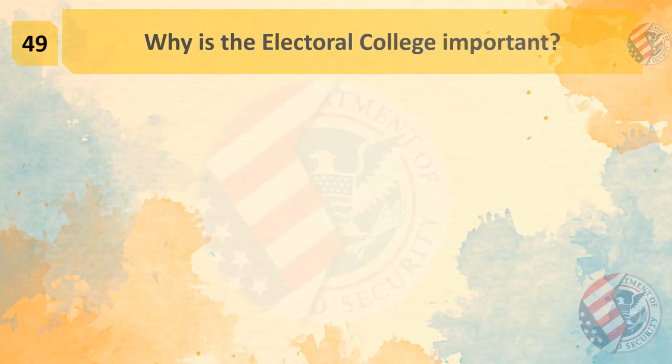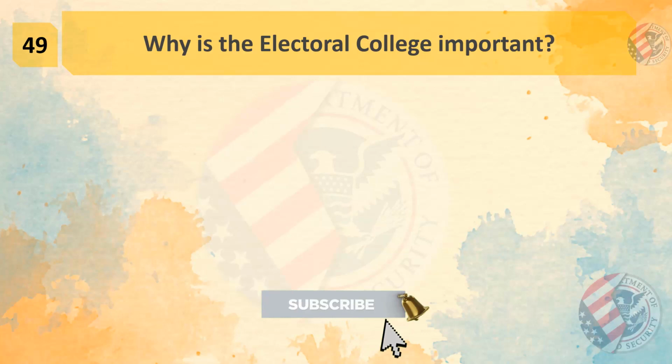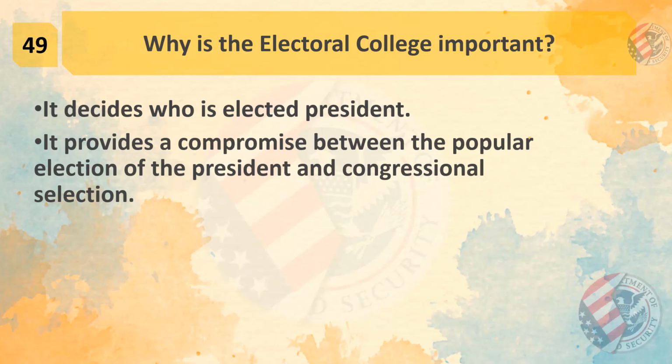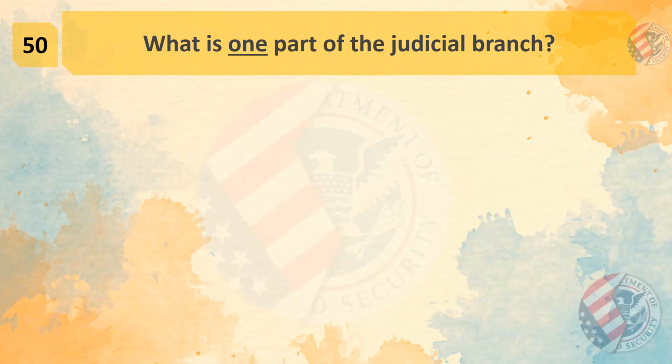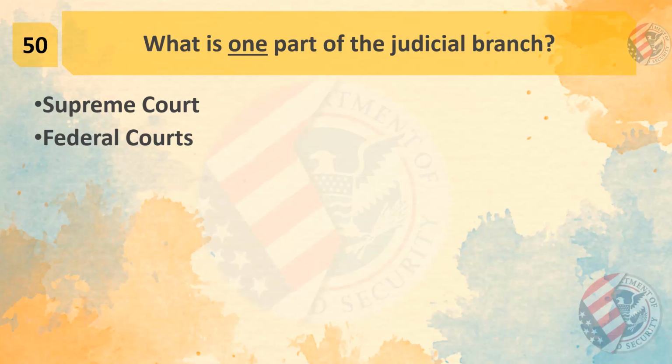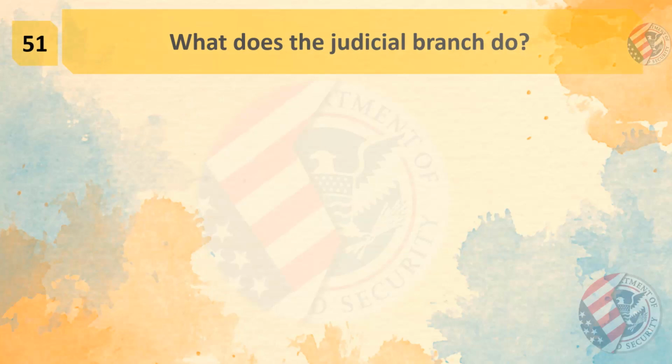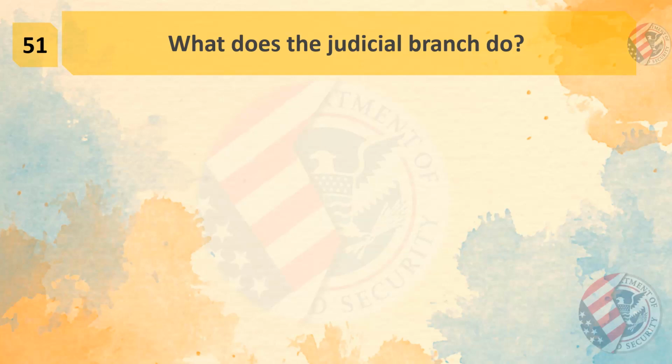Why is the Electoral College important? It decides who is elected president. It provides a compromise between the popular election of the president and congressional selection. What is one part of the judicial branch? Supreme Court. Federal courts. What does the judicial branch do? Reviews laws. Explains laws. Resolves disputes, disagreements about the law. Decides if a law goes against the U.S. Constitution.